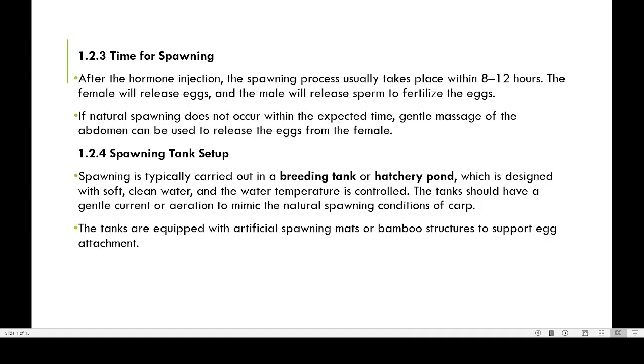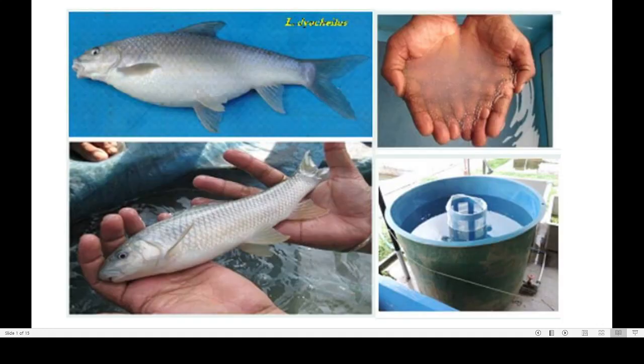The tanks are equipped with artificial spawning mat or bamboo structures to support egg attachment. Then we will be introducing some bamboo pieces so that fish can find hiding place for laying the egg. Here also you can see that. See, they have collected the eggs of the fish. So these eggs will be released into what we call the breeding tank, where this mixing of egg and sperm will be taking place, or fertilization will be taking place. Here you can find the carp species.